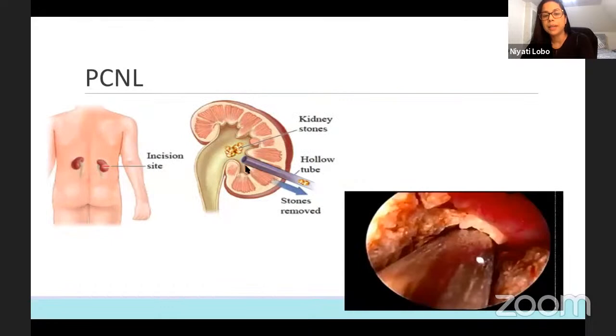But if you've got the big stones, the staghorn stones, so stones that are bigger than 2 centimeters, we do what's called a PCNL, or a percutaneous nephrolithotomy. So that is where we make a puncture onto the kidney. The patient lies on the operating table on their front, so prone, and then we puncture onto the kidney, we dilate that tract, we get onto the stone, and we use a little drill or laser to break that stone up, and it's really satisfying surgery.